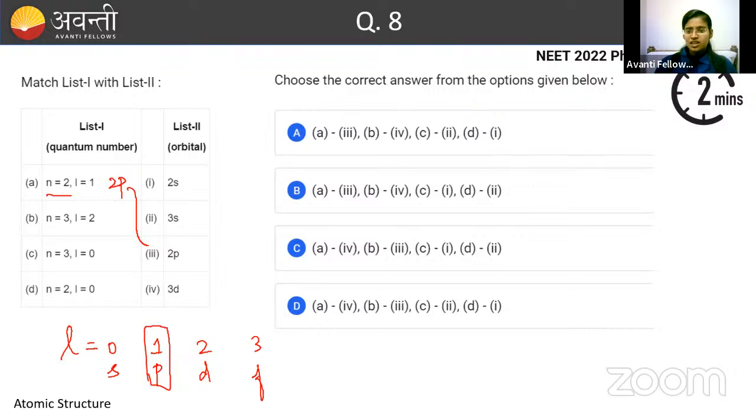Yes, very good. B goes to 4. Why? Because n is equal to 3 and l is equal to 2, so it is 3d. And here it is 3s, and here it is 2s. So this particular combination is given in option A only. So option A is the correct answer.